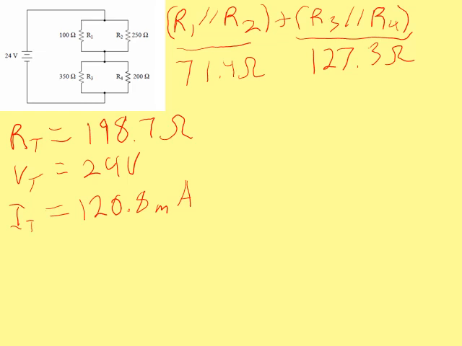Next, there's a couple different ways to do this. So which way do I want to do it? Okay, so the first time, I'll calculate the voltage drops on R1 and R2 by first calculating their current, which the 120.8 milliamps will split. So we have I1 and we have I2.